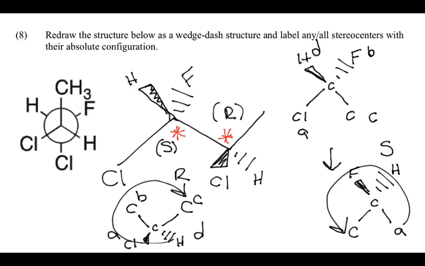Okay. Do you guys have any questions? Yes. When I was originally drawing the wedge dash structure, I just drew it differently. So I drew it like this, like before I did the... So would that be okay, as long as I did everything correctly? This is correct. This is another way of drawing it correctly. Okay, good. There's many ways you can correctly draw the wedge dash structures.